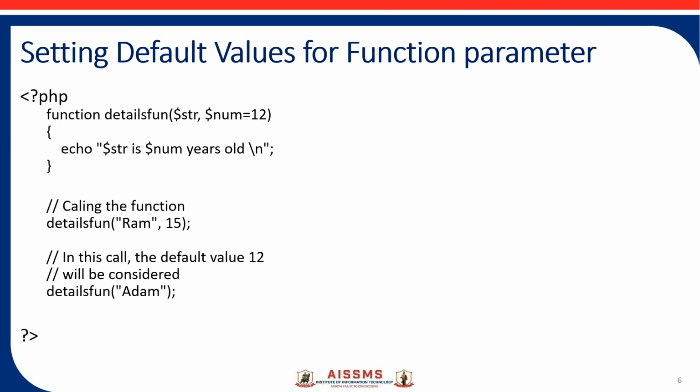When you call the function with the value Adam, the value Adam will be stored in $str. Here there is no value passed for $num, so the default value, which is 12, will be used for $num. So for details_fun with the parameter Adam, the output will be "Adam is 12 years old."